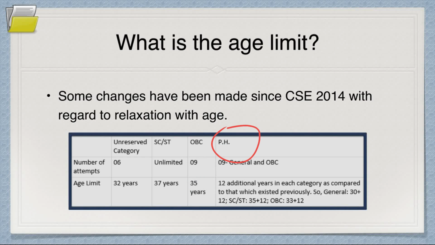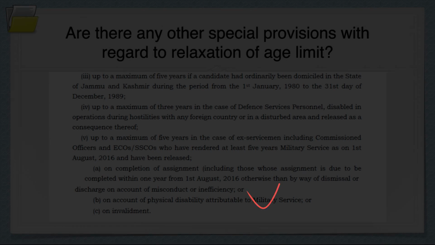Now for physically handicapped candidates, it is 9 attempts for general and OBC, and 12 additional years in each category compared to before. So for general, this is the limit, and for the others, this is the limit. So the age limit has been relaxed by 12 years: 32 plus 12, 37 plus 12, 35 plus 12. So a physically handicapped candidate can give the exam up to 47 years of age. That is the rule.